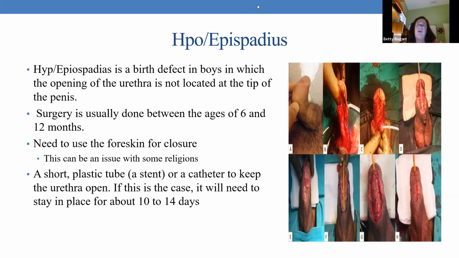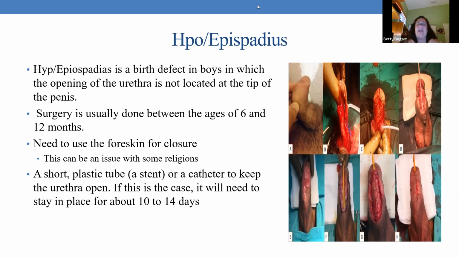Now, they usually try to get this done before they're potty trained, so between 6 to 12 months, they do it. They use the foreskin to help close it up. And what they do is they put a stent catheter in the end of it to hold that lumen of the urethra open, okay? Usually it's in there up to 2 weeks.